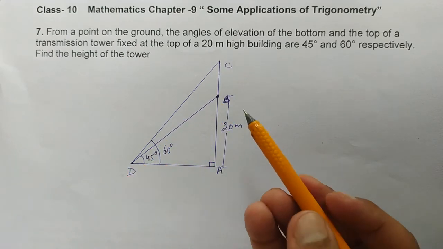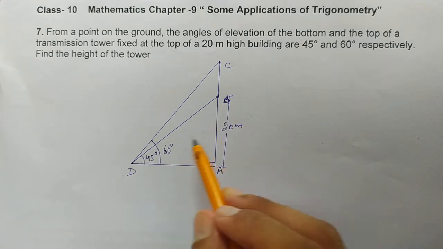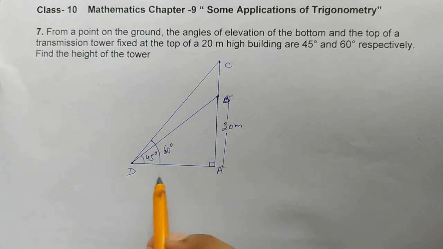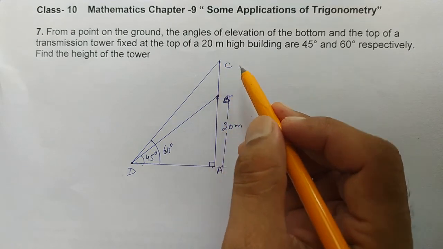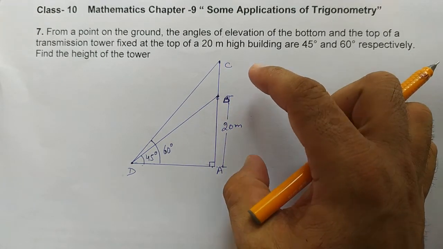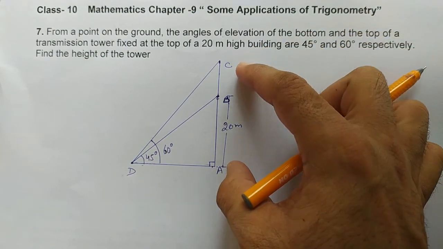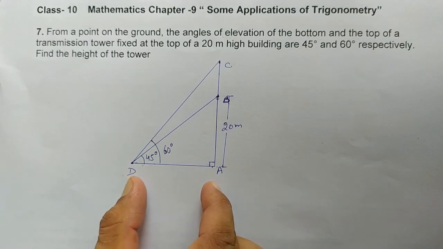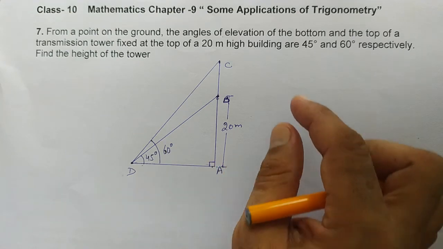What we do for finding out BC, first of all, in small right angle triangle ABD, we have the value of AB, so we will find out AD. In the small right angle triangle, AB is given as 20 meters, so we can find out AD with the help of trigonometric ratios. Now AD is with us. In the bigger right angle triangle ACD, we have AD, and we can find out the value of BC also, because AC is 20 plus BC. We have found AD in the first equation, so we'll fill that value of AD in the second equation and find BC.